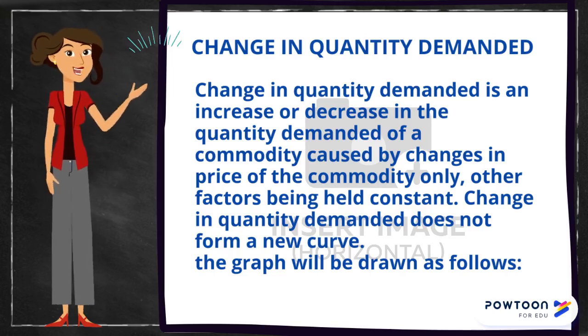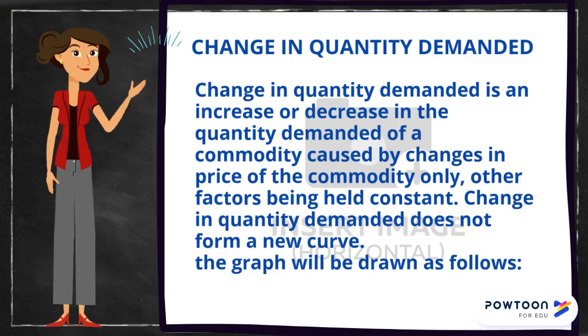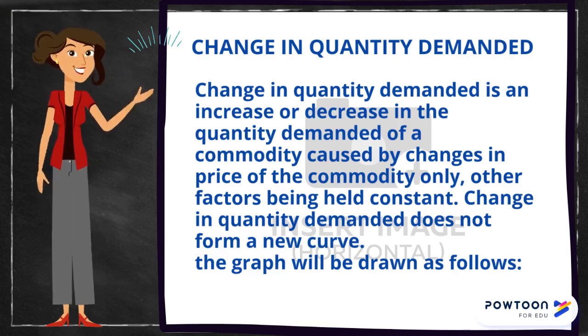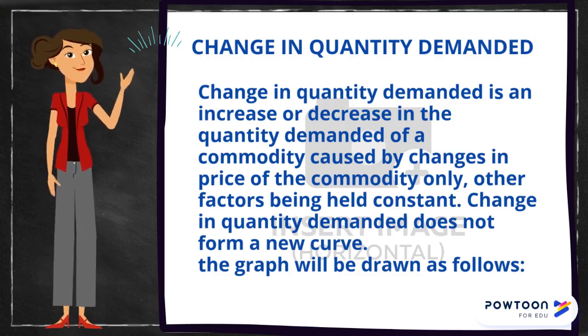Now let us look at change in quantity demanded. A change in quantity demanded is an increase or decrease in the quantity demanded of a commodity caused by changes in the price of the commodity only, other factors being held constant. A change in quantity demanded does not form a new curve. The graph will be drawn as follows.